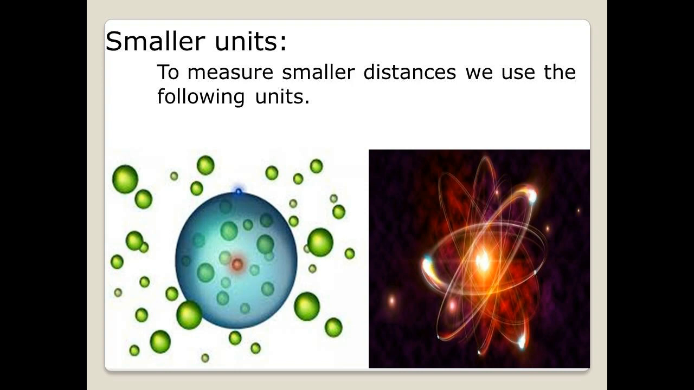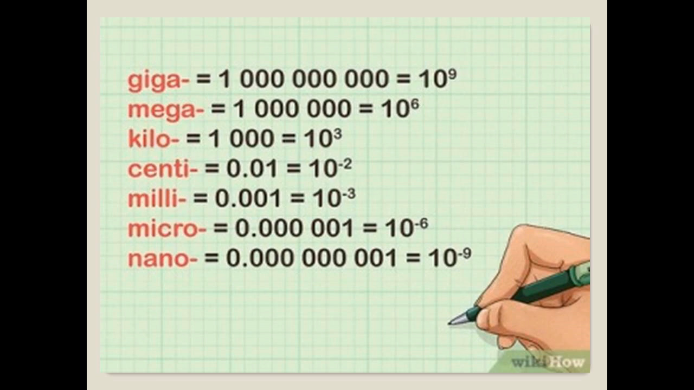Now smaller units. To measure small distances such as the distance between two atoms in a molecule, the size of the nucleus, and wavelength, we use submultiples of 10. These quantities are measured in angstrom unit. Now we'll see the smaller units, that is nano. It is 10 to the power minus 9, which is very small. And then micro, like microorganism, a very small organism, we say micro. That is 10 to the power minus 6. Milli is 10 to the power minus 3. Centi is 10 to the power minus 2. These are all very small units.